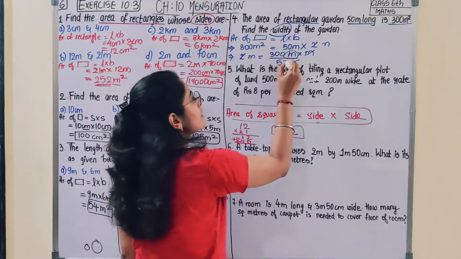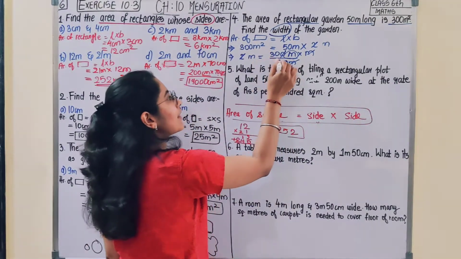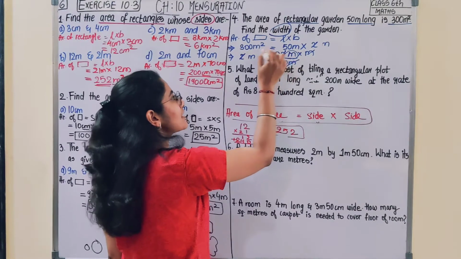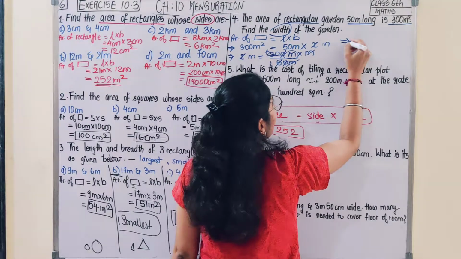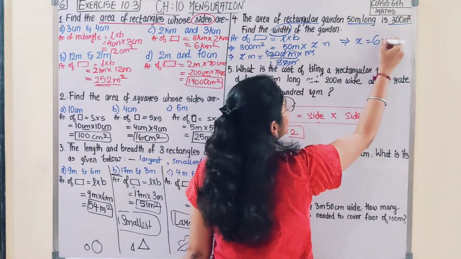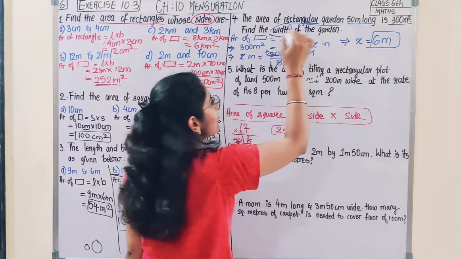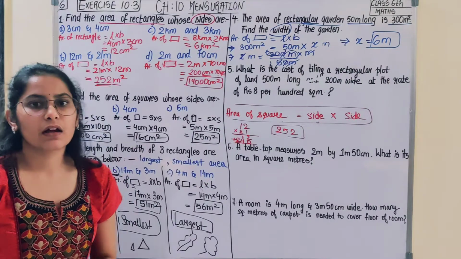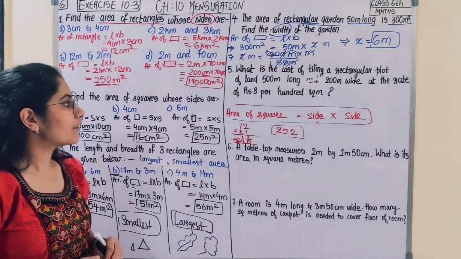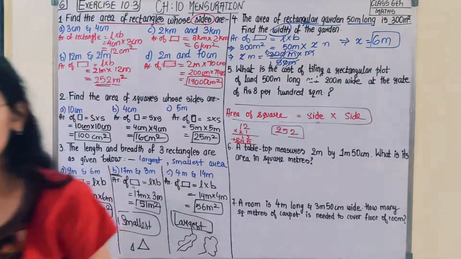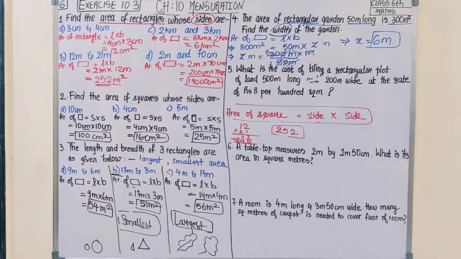Okay, so 0 cancels with 0. In the table of 5, when does 30 come? 5 sixes are 30. So that implies x is 6 meter. So the width of that rectangular garden is 6 meter. Clear? Okay, we move down to the next question.